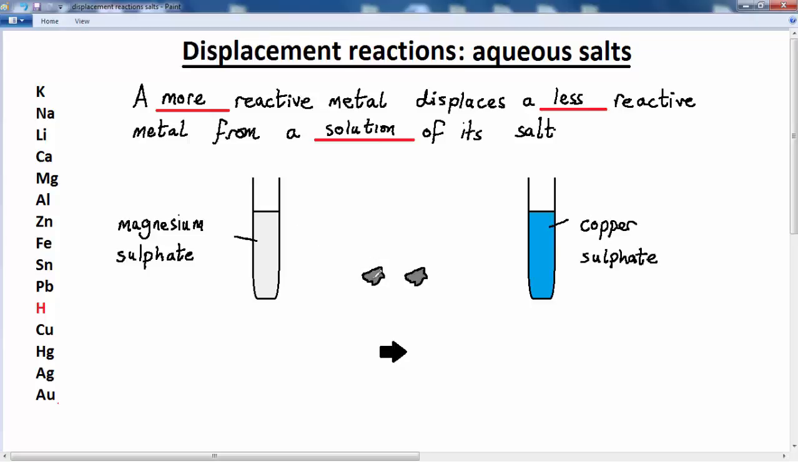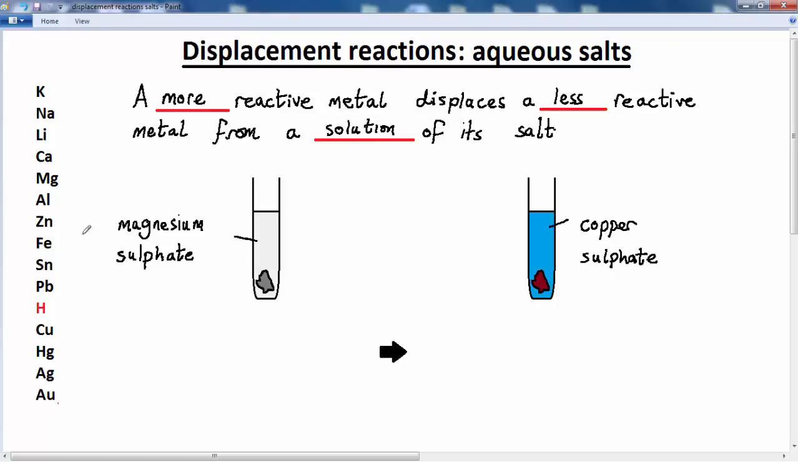Now, to each of these solutions, I'm going to add a sample of zinc, in the magnesium sulfate and in the copper sulfate solution. As soon as we do that in the copper sulfate solution, we'll notice that the zinc immediately starts to change colour. And very quickly you'll notice that a darkish brown coloured substance is deposited on the surface of the zinc. Now that substance is copper.